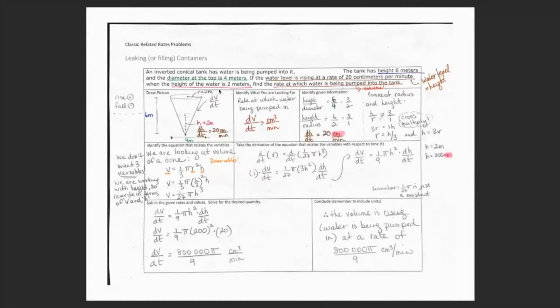And I'm going to be looking specifically when the height of the water is at 2 meters. So when the h is equal to 2 here. I'm also given the water level rising at a rate of 20 centimeters per minute. So the water level rising is connected to the height. The height of the liquid is going up. So my dh/dt is going to be 20 centimeters per minute.